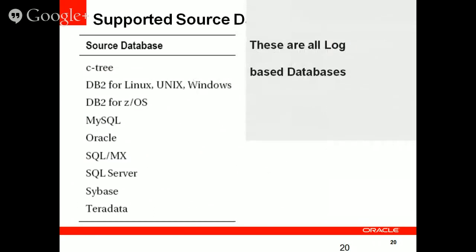Supported source databases for Oracle GoldenGate. You can see here the source databases that support Oracle GoldenGate are C3, DB2 for Linux, Unix and Windows, DB2 for z/OS, MySQL, Oracle, SQL/MX, SQL Server, Sybase and Teradata. So these are all log-based databases.